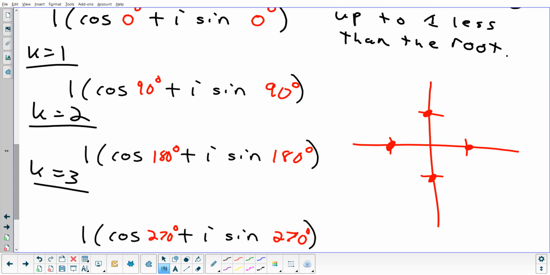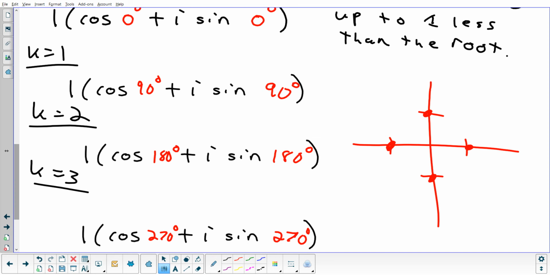Notice how those answers are spaced? When you graph all your answers, they're always equally spaced. So if you do a fourth root and you connected all your answers, you'd get a square. If you did a cube root and connected all your answers, you'd get an equilateral triangle. If you did a fifth root and connected all your answers, you'd get a perfect pentagon. So your answers are always equally spaced. That's what happens when you graph. And if you did a square root, well, you just get 2 in a straight line. That's all you get.